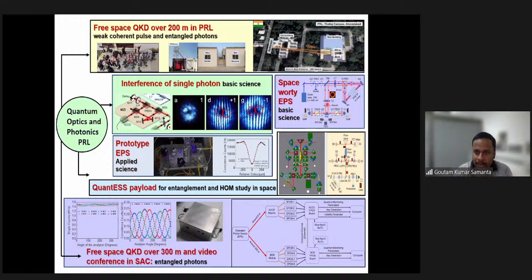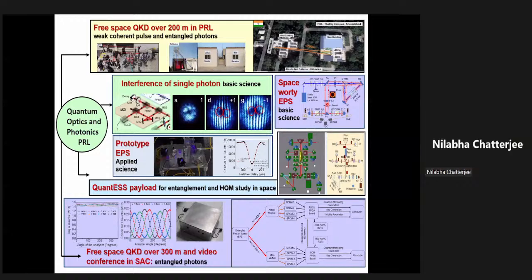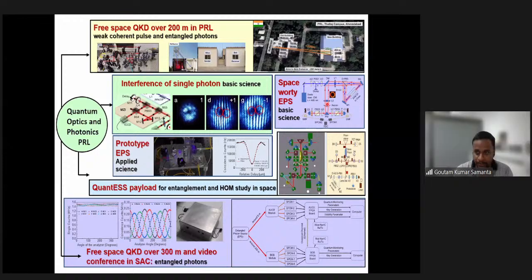We are also working on how to make a space-ready entangled photon source, which I'll be explaining today. When you are just working in the lab, you have all the resources and the luxury to explore many things, and the environment is very stable. But when you're sending something to space, where the constraints are huge and you don't have much control over the system, you have to make the system robust itself, so that it takes care of any change by itself. That is what we are trying to make.